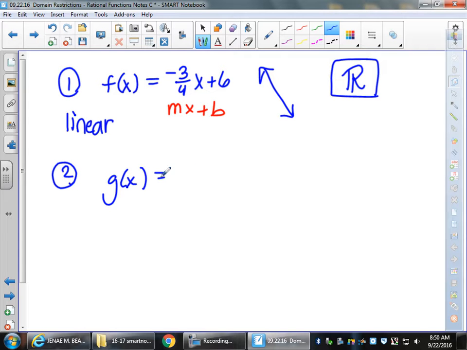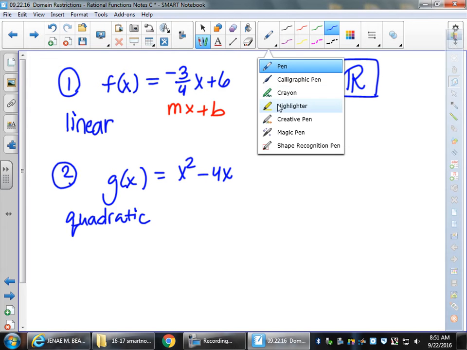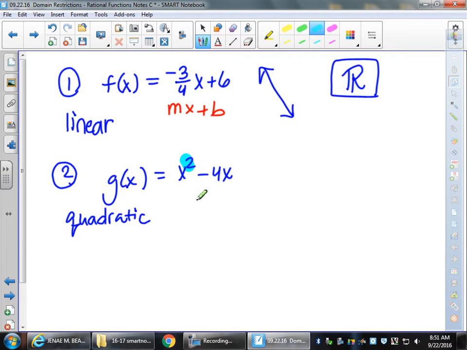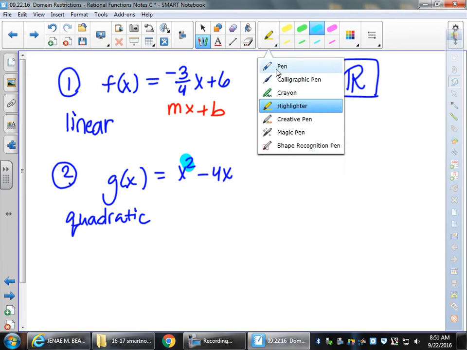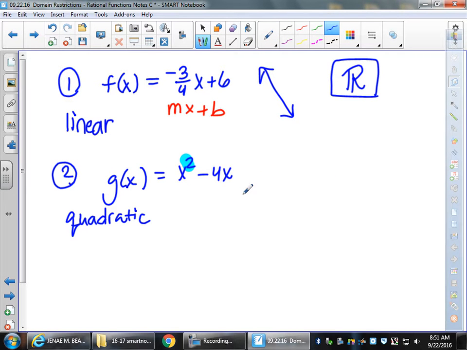Number 2 says g of x equals... Okay, good job. What kind of function is this? It's a quadratic function. The reason that people are saying it's quadratic: what's the highest power you see here? 2. As soon as I see that 2, I know it's quadratic. Again, no work needed. Last year, if you were asked, does this open up or down, you would have said positive a value opens up.